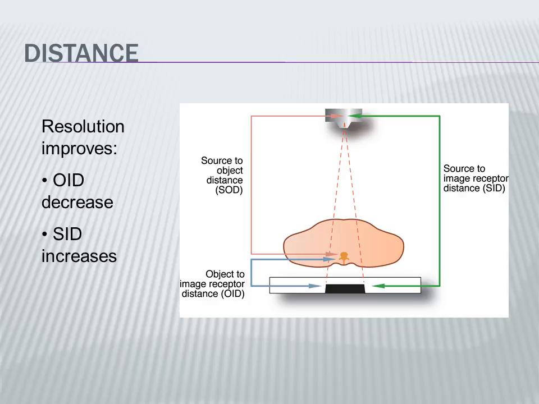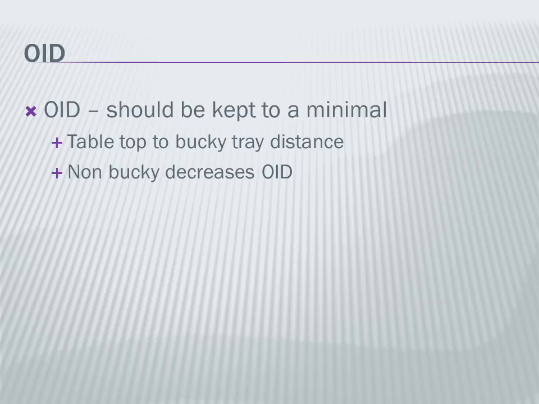Distance. Resolution improves with OID decreasing and SID increasing, which is something that we've taught from the very beginning. We want them as close as we can to the IR with the least amount of space in between, and we always use a longer SID of at least 40, if not the 72. OID should be kept to a minimum. Tabletop to Bucky tray distance: non-Bucky decreases OID. An example is your lateral C-spine done at 72 inches instead of 40 inches.